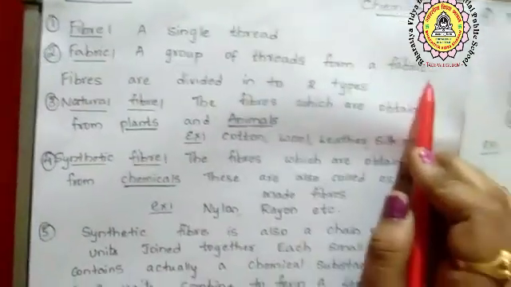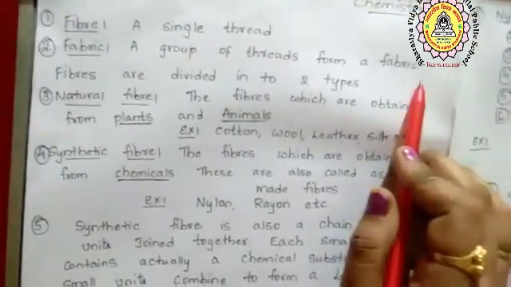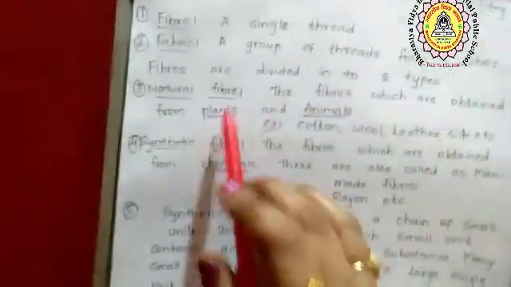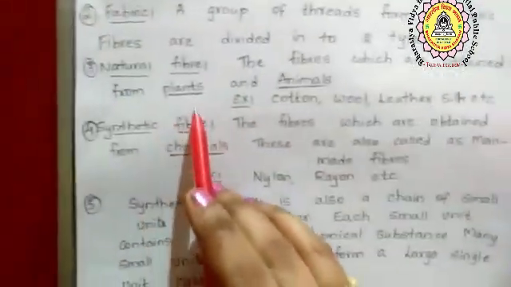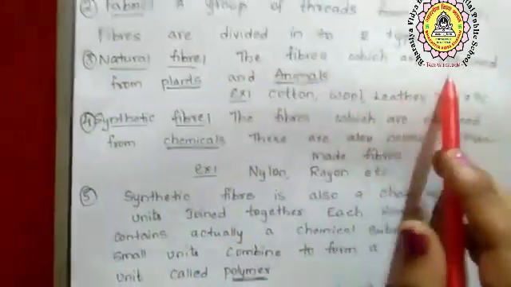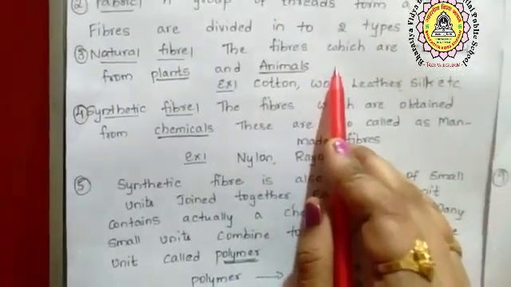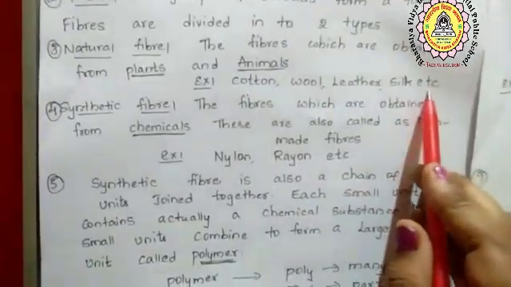Already in 6th class we have learned the difference between fiber, fabrics, natural fibers and synthetic fibers. So let us recall them once. Fibers are divided into two types, that is natural fiber and synthetic fiber. What is meant by natural fiber? The fibers which are obtained from plants and animals are called natural fibers. For example, cotton, wool, leather, silk, etc.